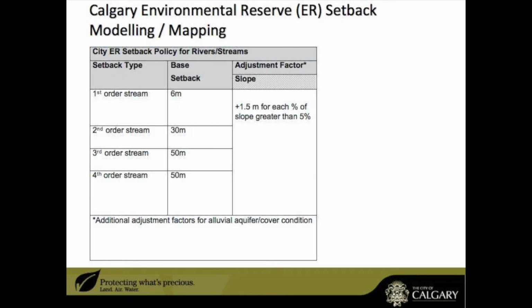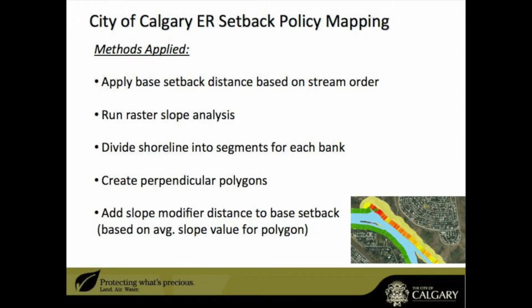So the second model that we did was looking at what the Environmental Reserve setback rules basically say. Well, they're guidelines, but what those actually say, and converting that into a GIS map and model, and then showing that on maps. So basically, depending on the stream order, there's a base setback, and then there's adjustment factors based on slope as you're moving away from that. There's also supposed to be ER taken for any alluvial aquifer, which has been very difficult to implement.